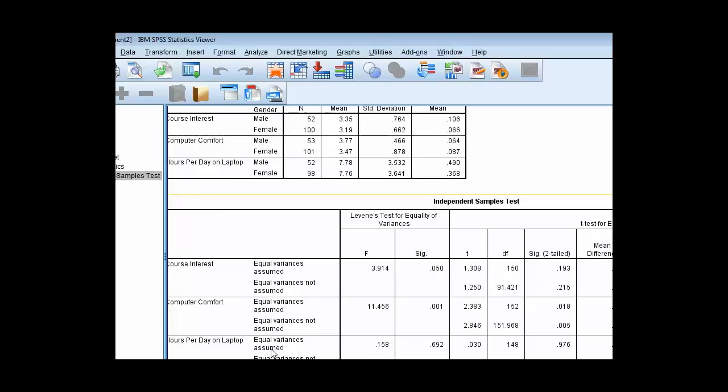Well, we can assume that equal variances are assumed. Variance, again, is just another word, I don't want to get too complicated here, for standard deviation or spread. So we have to make a decision whether we assume there's equal variances or whether they're not equal variances. So let's assume that there's not equal variances here. Then we move along here.